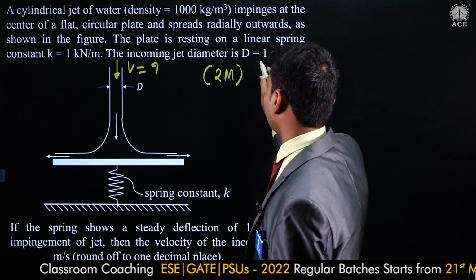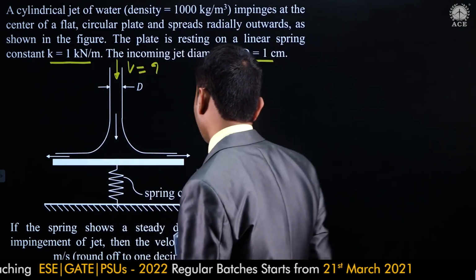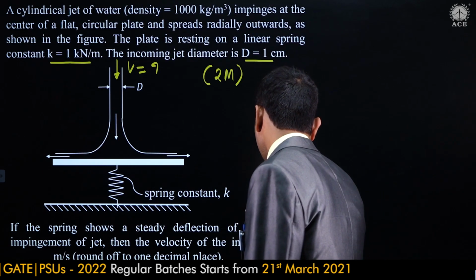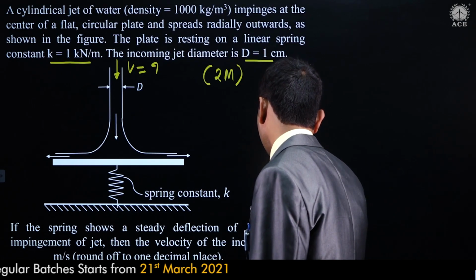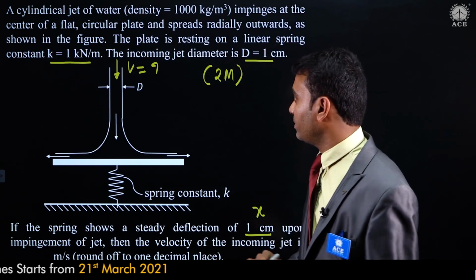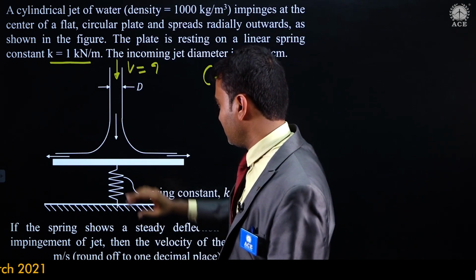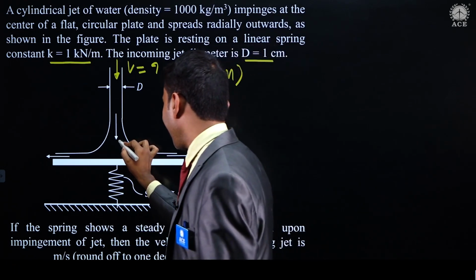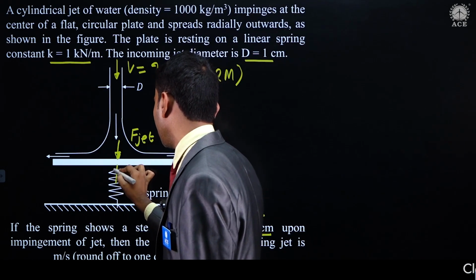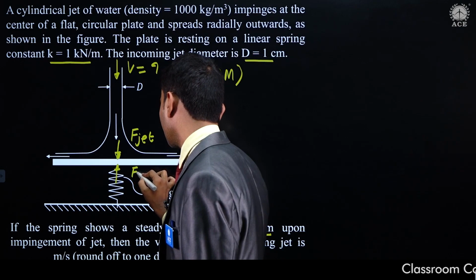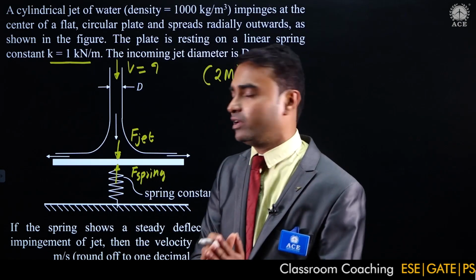You can see here jet diameter. Jet diameter is 1 centimeter. Stiffness is given 1 kilonewton per meter. Deflection is also 1 centimeter. Okay, deflection of spring, this is delta or x. Spring deflection will indicate by x. So this is also 1 centimeter. We have to find out this velocity. Question looks difficult, but it is very easy. Only 2 forces we have to balance. The impact force exerted by jet must be equal to this spring force, right? So if you balance these 2 forces, you will get value of velocity.